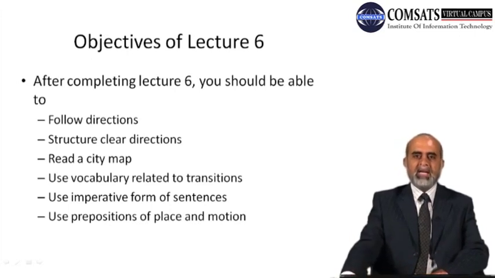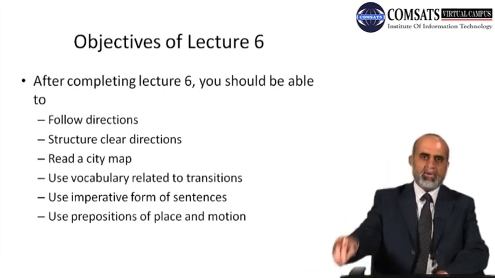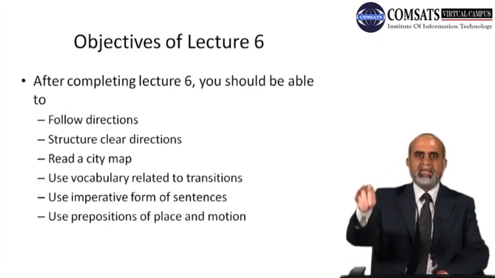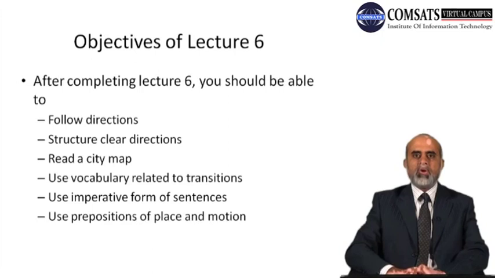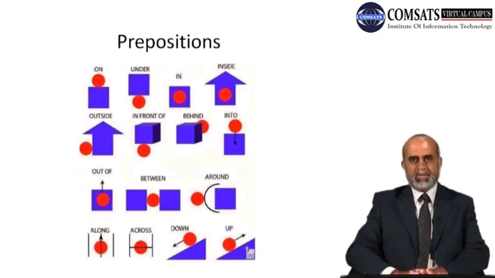If something is already lying on the table, I would say the mouse is on the table. Right? This is location. And if something is falling onto the table, I'll say the ball is falling onto the table. So onto is a preposition of motion, whereas on is a preposition of location or preposition of place. We'll learn about these things, and they would help us in formulating better directions and also understanding or following directions. So we begin with prepositions.